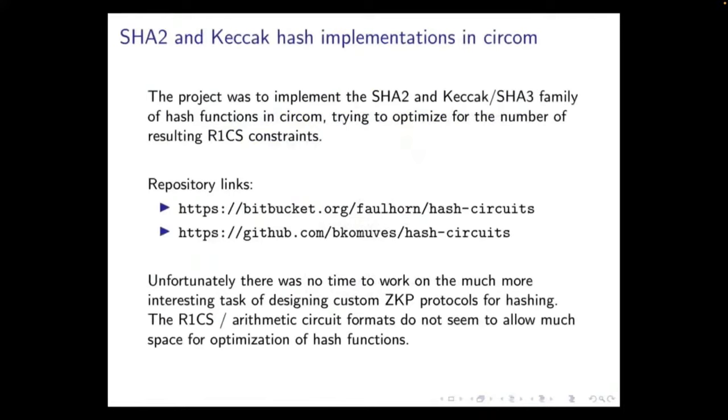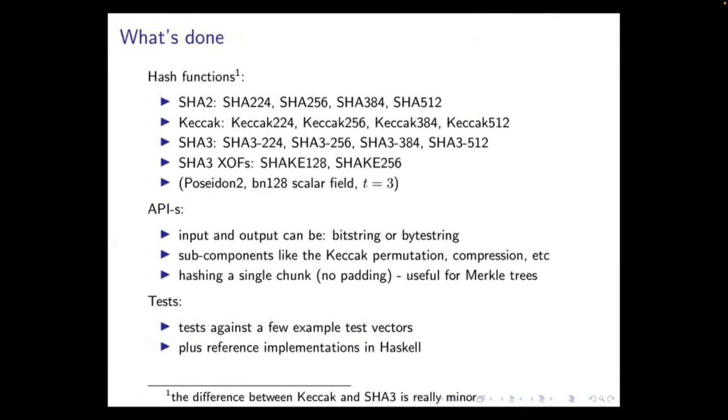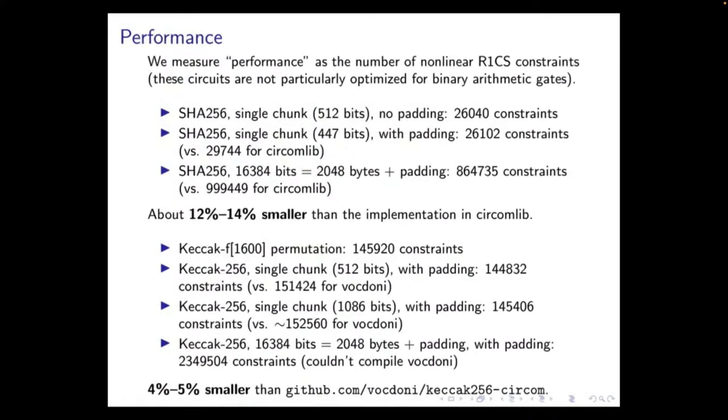We implemented the SHA-2 and Keccak families of hash functions in Circom. An effort was made to optimize the number of R1CS constraints, but optimization opportunities seemed to be limited. All the standardized 224-bit, 256-bit, 384-bit, and 512-bit variations are implemented for all of SHA-2, Keccak, and SHA-3, and the SHA-3 extendable output functions too. Several different APIs are available. The resulting hash functions are tested against a few example test vectors. The resulting set of R1CS constraints is about 13% smaller than the SHA-2 implementation in circomlib, and about 5% smaller than a Keccak implementation we found on the internet.